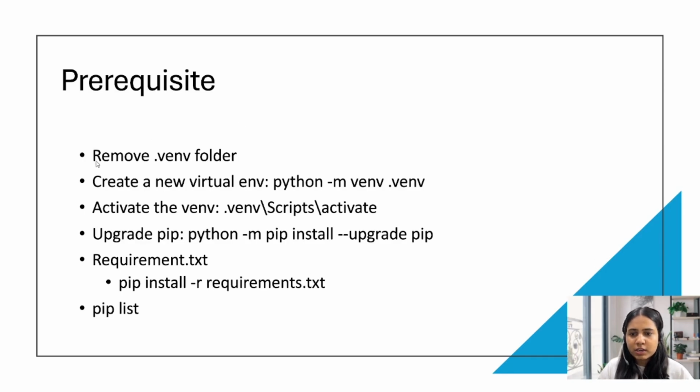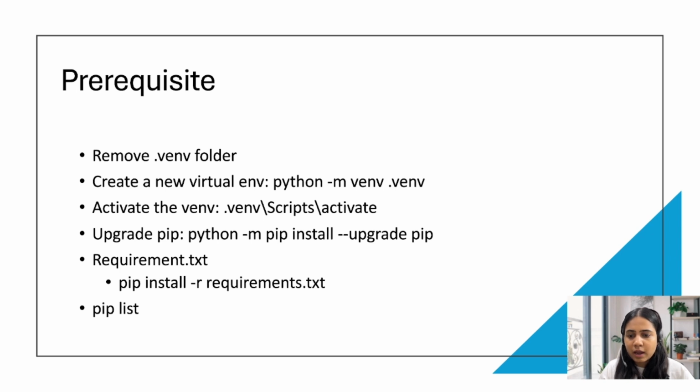For that, from our previous implementation lecture, we have to remove this .venv folder, and we are going to create a new virtual environment. We'll run the command python -m venv .venv, and then we'll activate the virtual environment. After activating it, we are going to upgrade our pip. Using this command we can update to the latest version of pip.